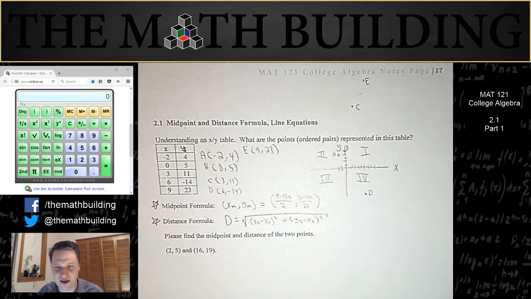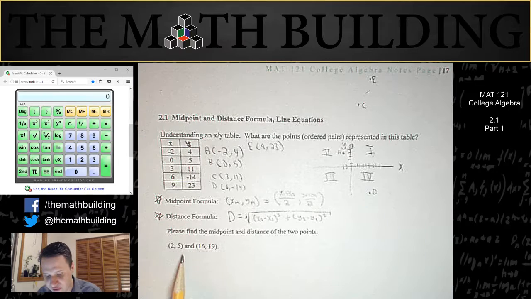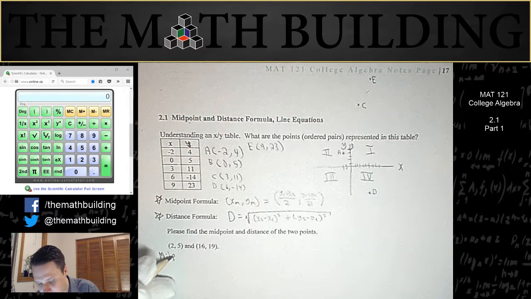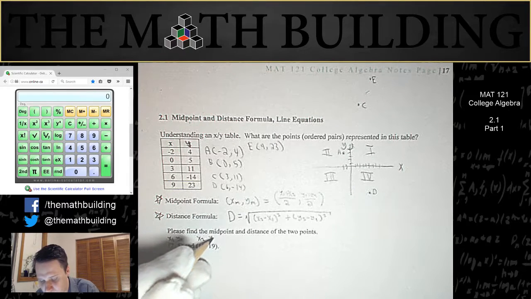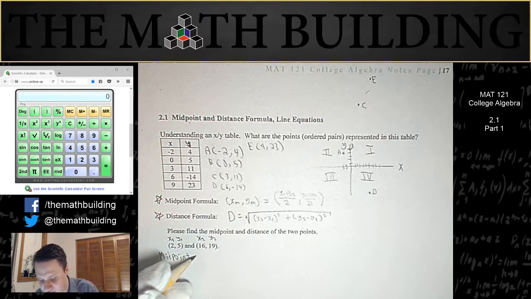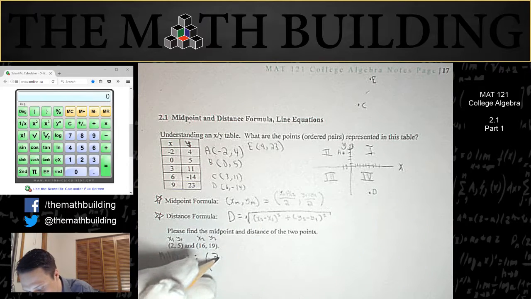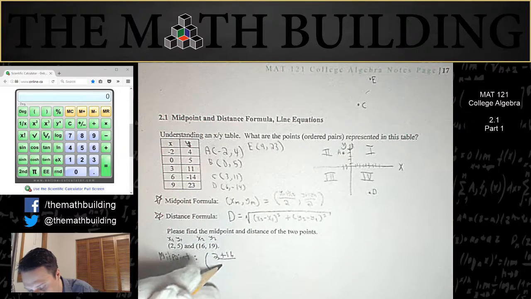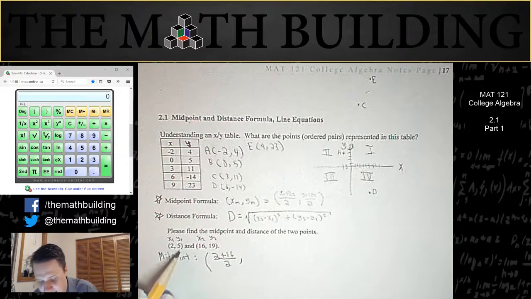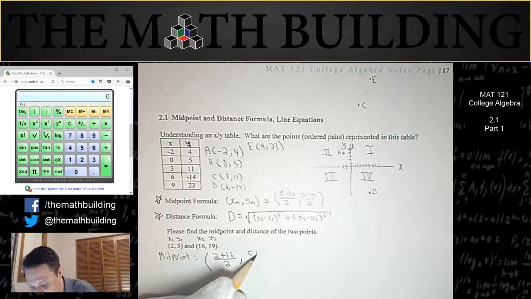Let's find the midpoint and the distance of the following: (2, 5) and (16, 19). Well, let's do the midpoint first. It's nice and easy. This is x1, y1, because that's my first point. This is x2, y2, because that's my second point. So the midpoint is just add the two x parts together: 2 plus 16 divided by 2. And add the two y parts together: 5 plus 19 divided by 2.